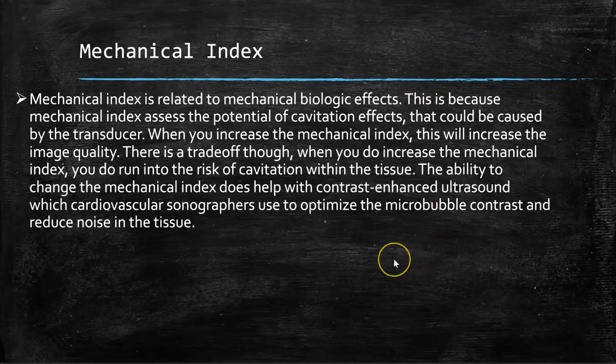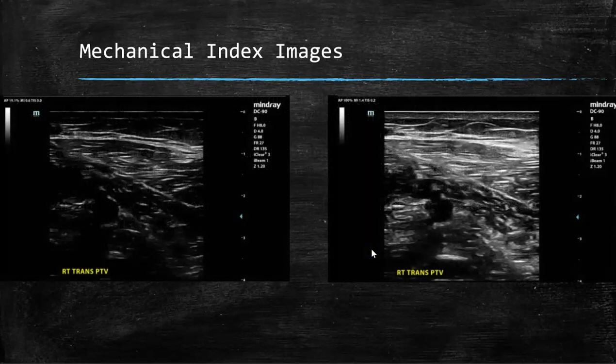The ability to change the mechanical index does help with contrast-enhanced ultrasound, which cardiovascular sonographers use to optimize the microbubble contrast and reduce the noise in tissue. So right here, your mechanical index images would be up here. So mechanical index 0.6, low, right here, mechanical index 1.4.